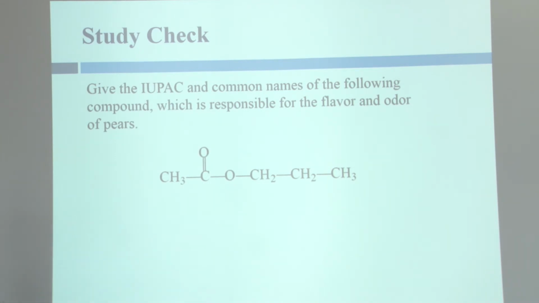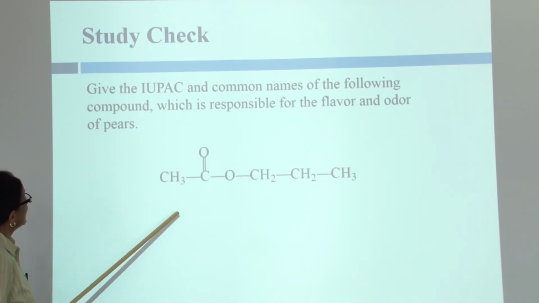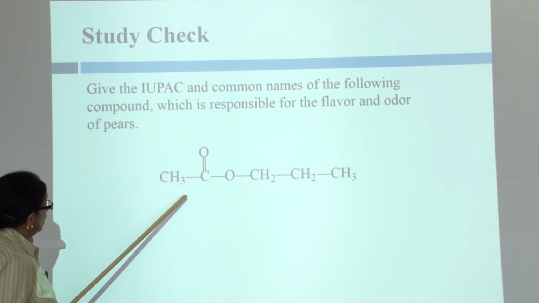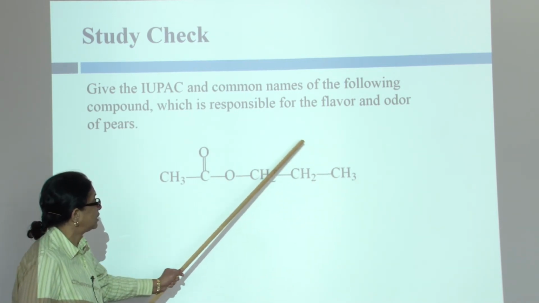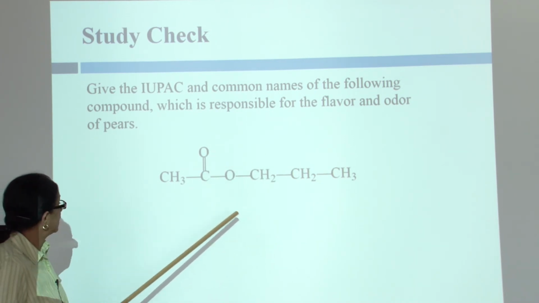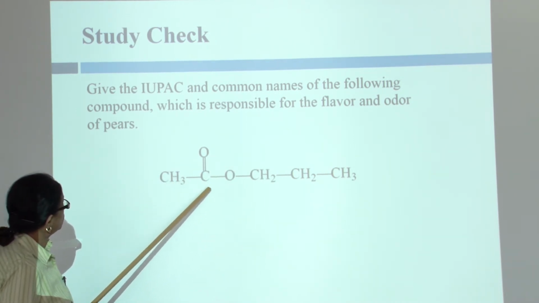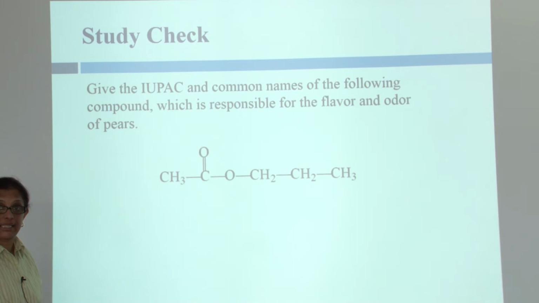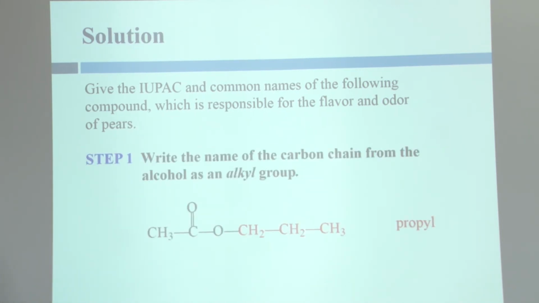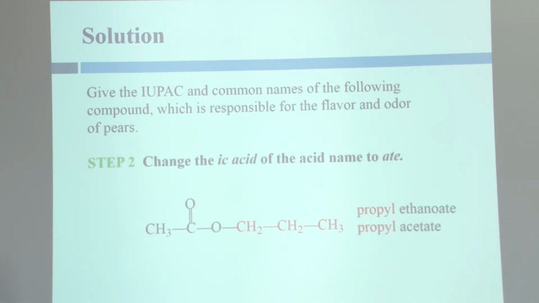Give the IUPAC and common name which corresponds to the flavor or odor of pears. Okay. So I'm looking at this ester, and I'm going to count 1, 2, 3. This is my alcohol, propanol, so propyl, 1, 2, ethanoic acid, so propyl ethanoate will be the IUPAC name. Or propyl acetate is the common name, and this is the flavor or odor of pears.